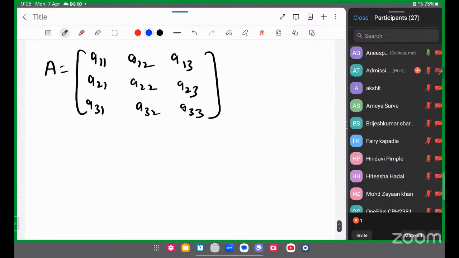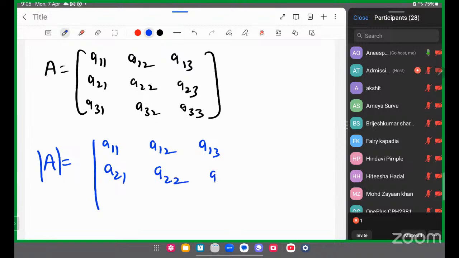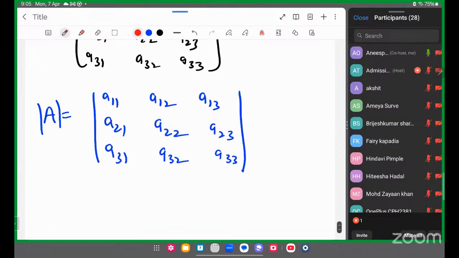So to find out the determinant of the given matrix A, we will write it as determinant A, A11, A12, A13, A21, A22, A23, A31, A32, A33. Now there are 3 rows and 3 columns. So there are total 6 different ways to calculate the determinant. A determinant of matrix A can be calculated in 6 different ways.